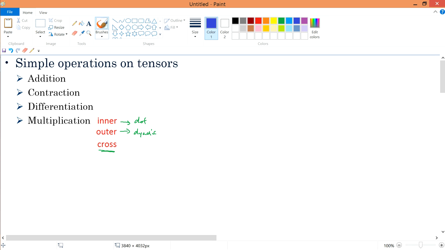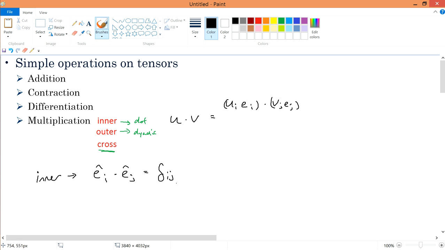In summary of what I've understood from multiplications of tensors, everything operates in the basis vector form. So what do I mean by that? If you take the dot product u dot v, we will have u_i e_i dot v_j e_j, and we know that for the inner product, the dot product, e_i dot e_j equals the Kronecker delta. Correct? This is what we have understood.